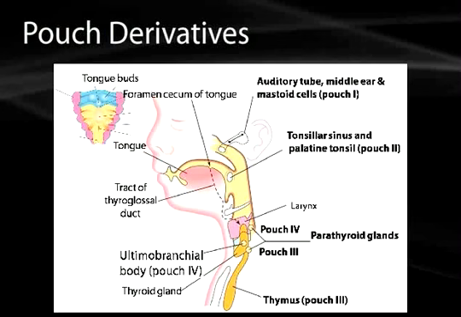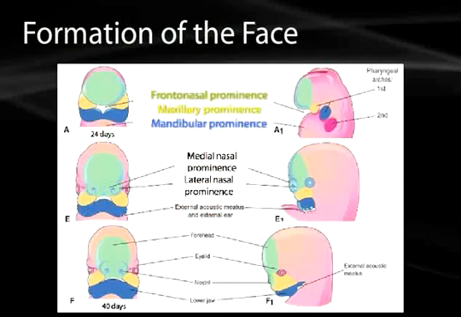Looking at pouch derivatives, there's a couple summaries. The auditory tube of the middle ear and the mastoid air cells derive from pouch 1. The tonsillar sinus derives from pouch 2. The parathyroids derive from pouch 3 and 4, and the thymus will derive from pouch 3 as well. Finally, that ultimobranchial body in pouch 4 will also be C cell producing.